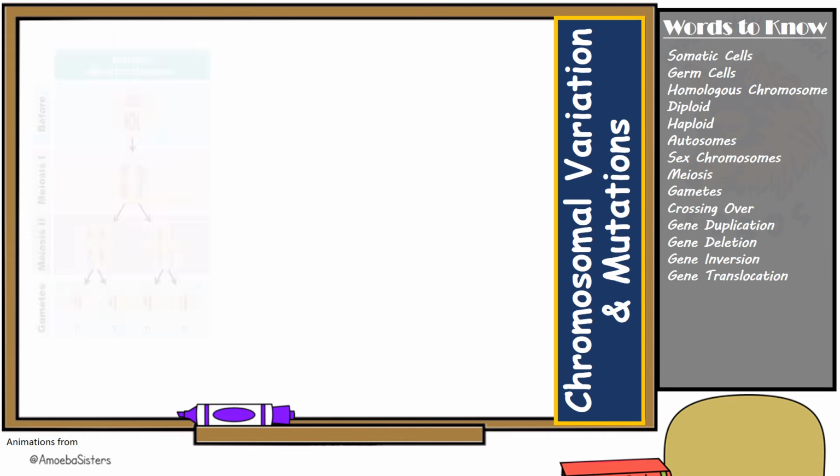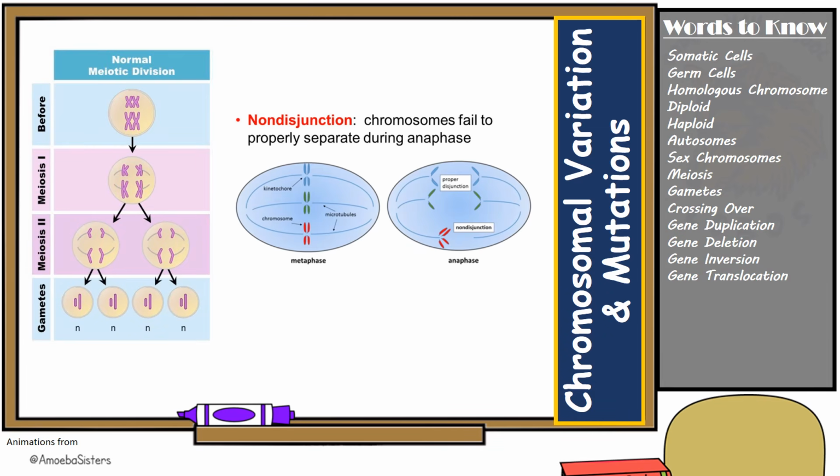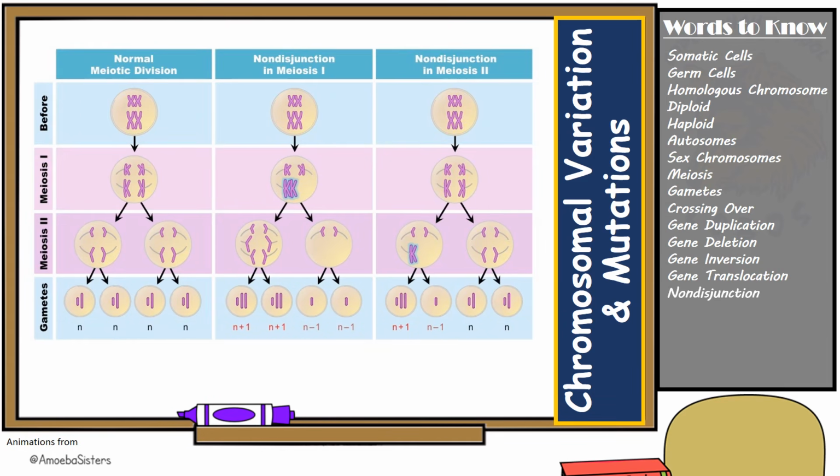Sometimes chromosome numbers are affected during the formation of gametes due to mistakes in the separation of homologous chromosomes or of sister chromatids during meiosis. We call this mistake a nondisjunction, meaning the chromosomes did not separate normally as they should during meiosis, as seen in this image. As you can see, there are two types of nondisjunction based on what failed to separate.